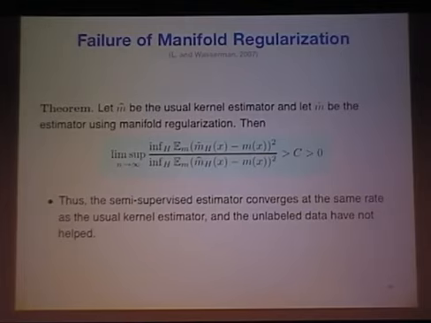If we take the usual kernel estimator, using only the labeled data, and let M twiddle be the semi-supervised estimate that minimizes that function I had on the previous slide, then the ratio of the risks is bounded away from 0. In other words, the rate of convergence for the semi-supervised estimator is exactly the same, up to constants, as the rate of convergence of the standard supervised regression estimate. So they converge at the same rate.